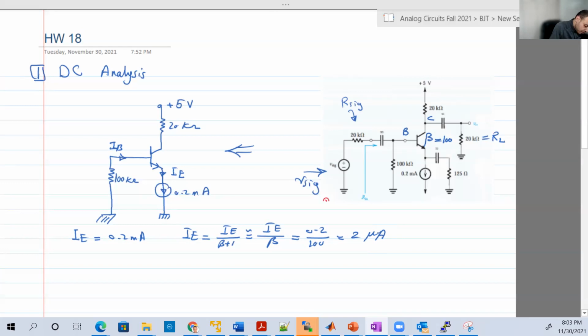Let's do it. Where is VB? Here is VB, the voltage at the base. Good. So IB is flowing in that branch, it's flowing in that way like this and going into the base. And VB is the voltage across this resistor, the voltage from the ground to this point, the base.